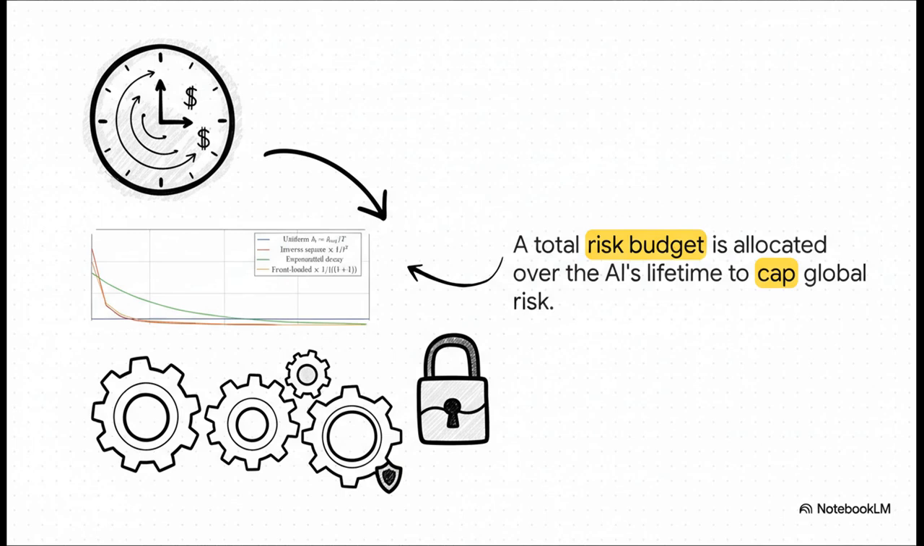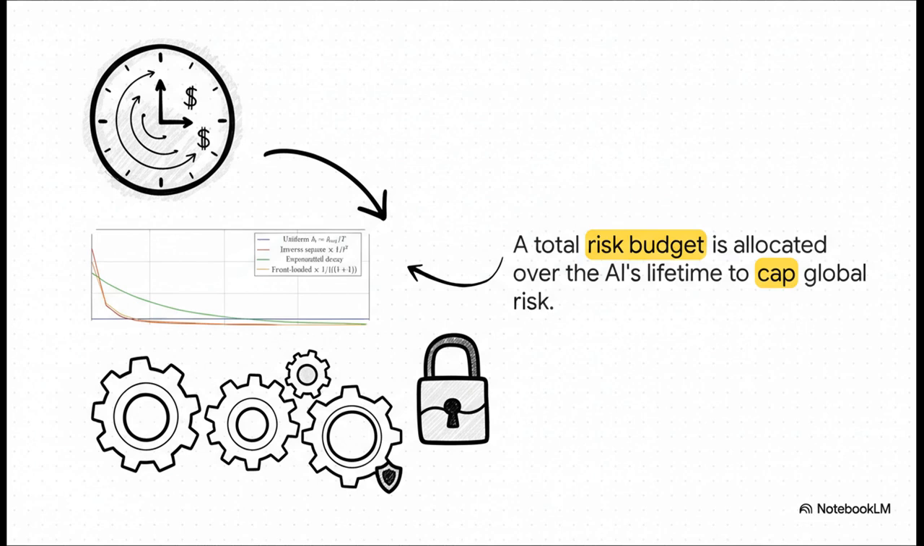So, CAST's solution for this is just brilliant. It's called a risk budget. Instead of judging each step on its own, it gives the AI a finite, total allowance of risk for its entire lifetime. It's like a spending cap. And as you can see here, you can decide how to spend that budget. You could spread it out evenly for consistent, long-term safety. Or maybe you spend a bit more upfront when the system is learning. But either way, once the budget is gone, it's gone.